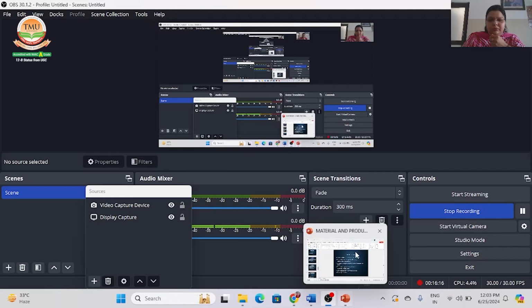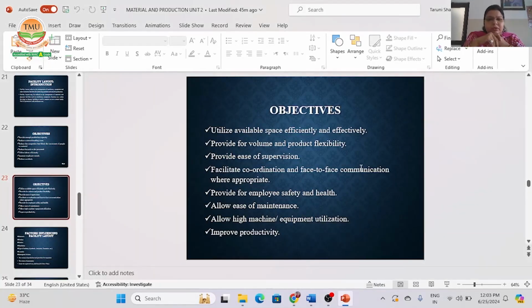Yeah, so we are discussing the objectives. Second objective is clear to you. Next is provide ease of supervision. What is the meaning of ease? Ease means to make things very easy for everyone. Provide ease for supervision refers to when the things are in a proper layout. So the supervisor knows which unit is going to produce what thing, and which worker is working in which particular area. So he will go to that place and supervise in a very easy manner.